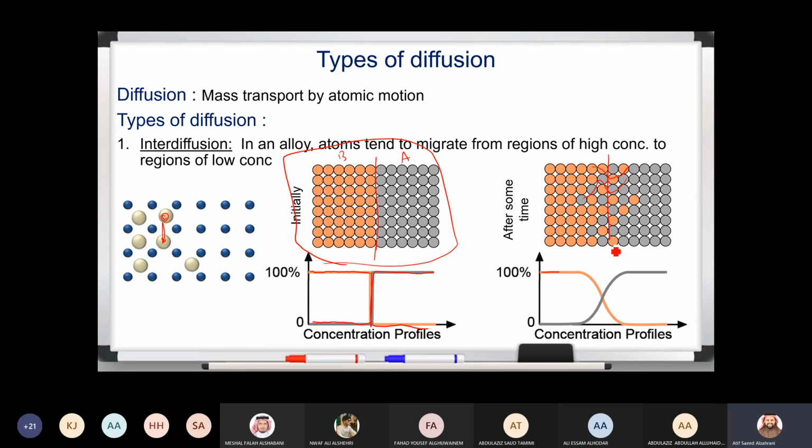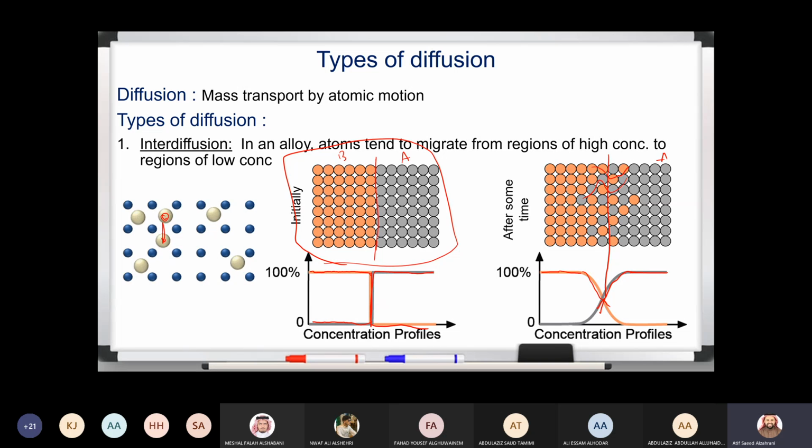But if we assume this is the interface here, you will see that the decrease is not sharp like here, but there's a decay in the concentration profile. The same thing can be said with the atoms A, that the atom is 100%, but until we reach the interface, there is a decay, not a sharp decrease. So this is the basic interdiffusion definition by example.